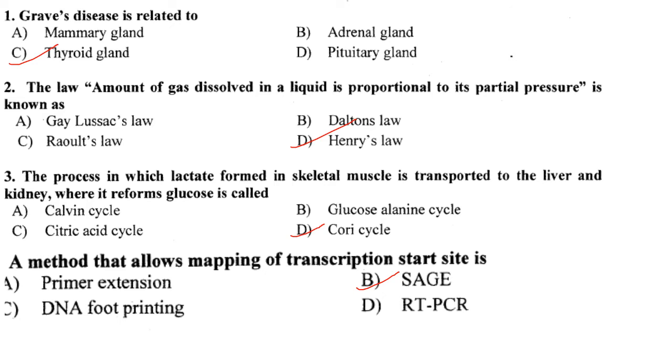The process in which lactate formed in skeletal muscle is transported to the liver and kidney where it reforms glucose is called. It is called as Krebs cycle.